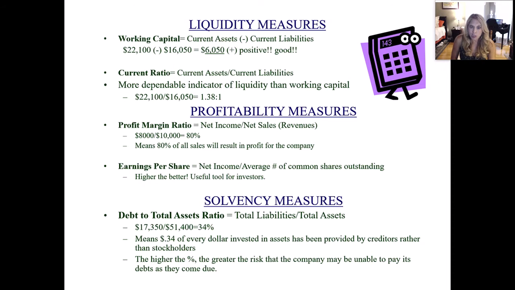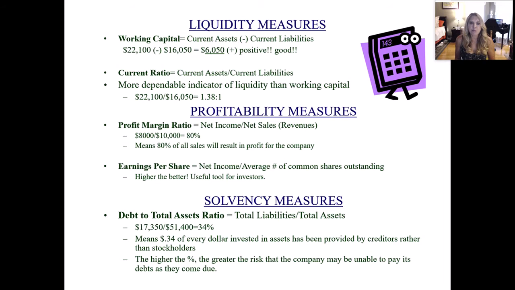The current ratio is a more dependable indicator of liquidity. It just takes your current assets and divides them by your current liabilities. So here we do the same thing. What we would get is an answer of 1.38 to 1. So the higher it is above 1, the better. You don't want it to be below 1. So it says for every liability, there are 1.38 assets.